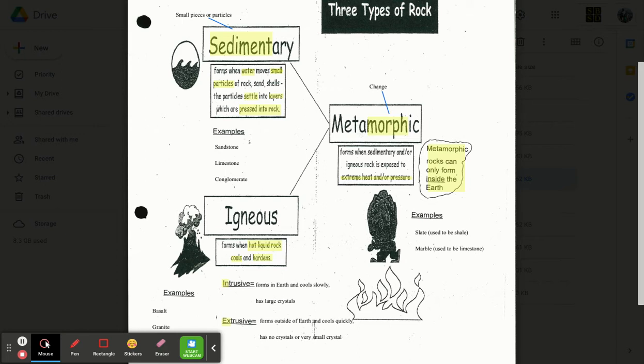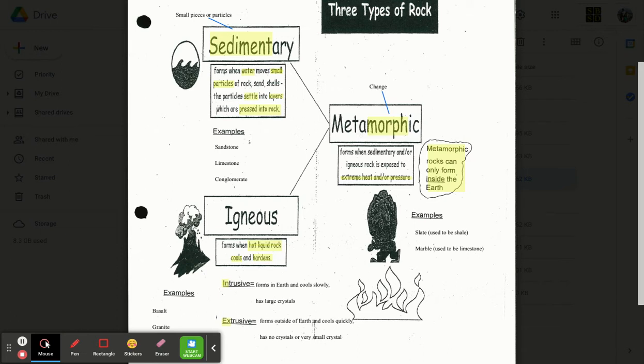There are two types of igneous rock. One is intrusive, with an "in" in the beginning. Those are igneous rocks that formed inside the earth. Since they formed inside, they cooled down slowly because the inside of the earth is hot. So it took them a long time to cool down, and as a result, the crystals inside of those rocks are larger. We can see them, and they're larger size crystals.